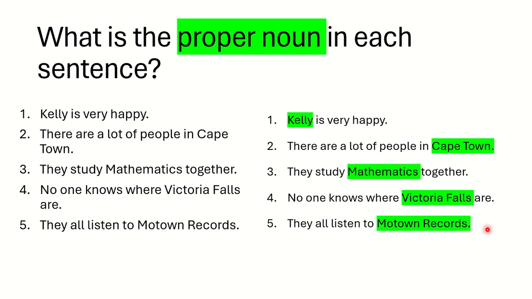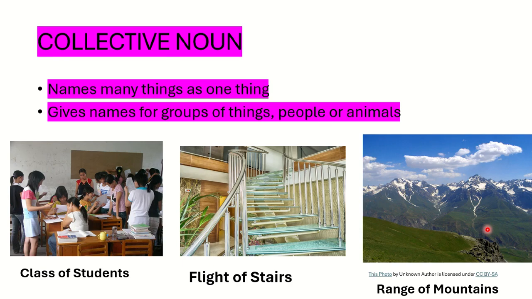Now that you know your proper nouns, let's move on to our third category of nouns. Our collective noun. These are names of many things and we refer to it as a unit. They give names for groups of things, people, places, or animals. In the first image, we can see that there are many learners in this classroom. And if we want to refer to them as a whole, we will say there's a class of students.